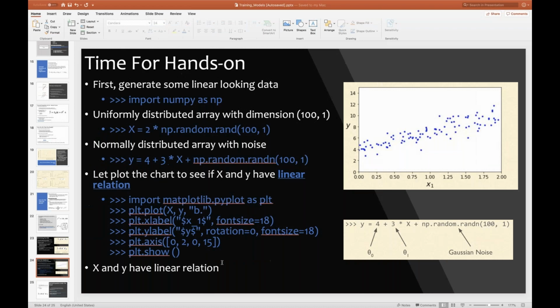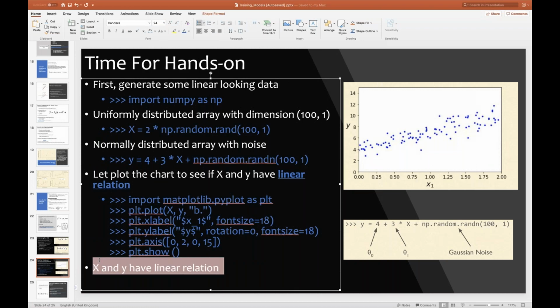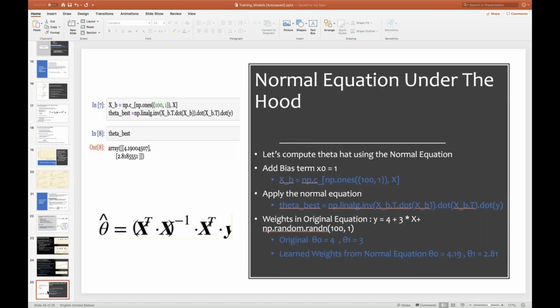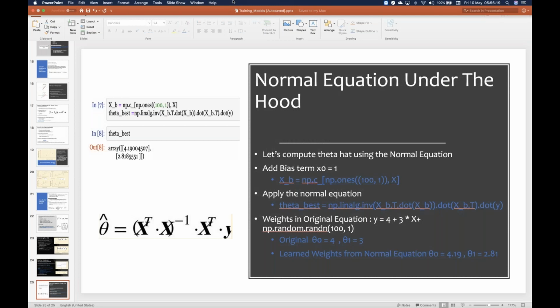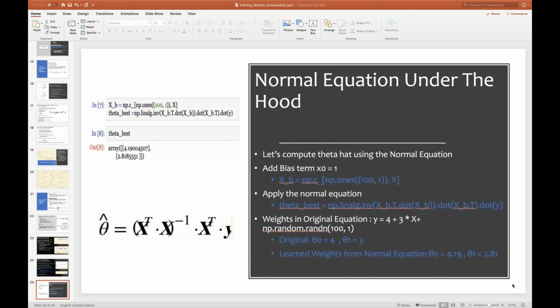So now x and y definitely have a linear relationship by looking at the diagram, because if x is going down, y is going down. If x is going up, y is also going up. This is how you can get some hands-on while understanding the concepts and relating the concept to your practical work. Next one, the normal equation under the hood. Let's also test this one. I'll stop it now. We'll resume tomorrow.